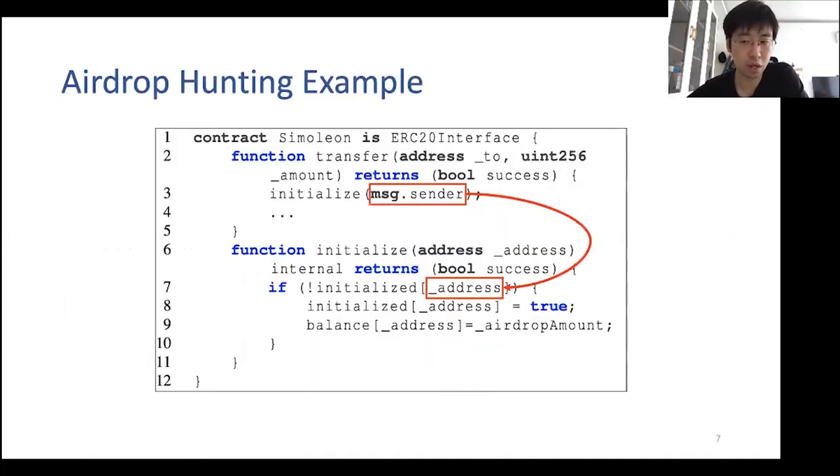We use an airdrop hunting example to demonstrate our method. Airdrop hunting is an under-investigated kind of attack. The airdrop mechanism is used by many ERC-20 token contracts to attract users. They award newcomers with some tokens called the airdrop. The vulnerability here is that the contract determines the identity of the user with the message sender, while an attacker can easily deploy a contract and automatically generate many bot contracts to collect many airdrops.